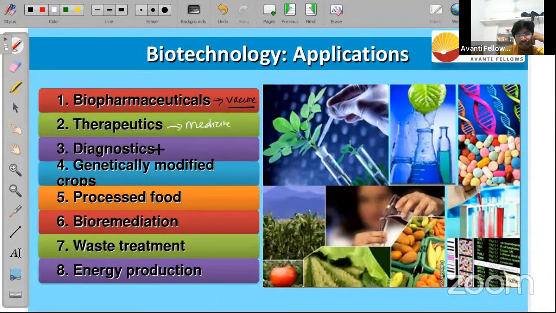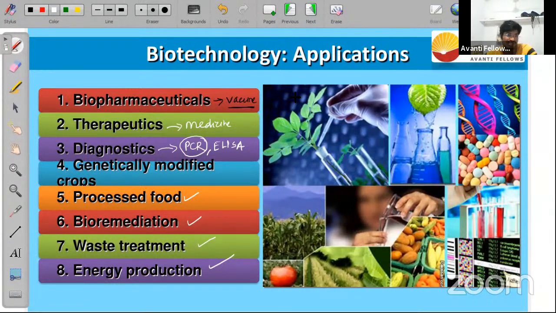Okay, diagnostics to detect certain diseases, like the PCR technique, which comes under biotechnology and is used to detect certain diseases. कुछ diseases के लिए एलाइजा एक टेस्ट होता है जिसकी मदद से HIV, एड्स को डिटेक्ट किया जाता है. जेनेटिकली मॉडिफाइड क्रॉप्स के बारे में पढ़ेंगे, how we can modify the crop with the help of biotechnology. Processed food, bioremediation, waste treatment, energy production, these are some applications of biotechnology. We'll be talking about each one of these separately. We'll start with the pharmaceutical medicines.